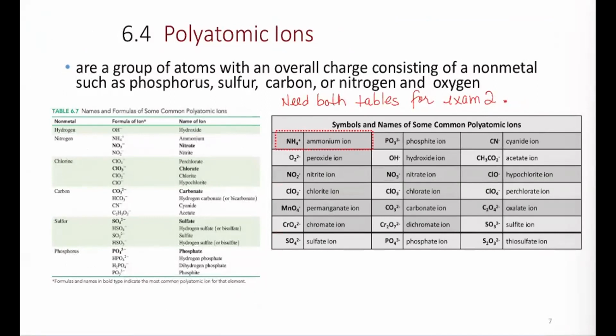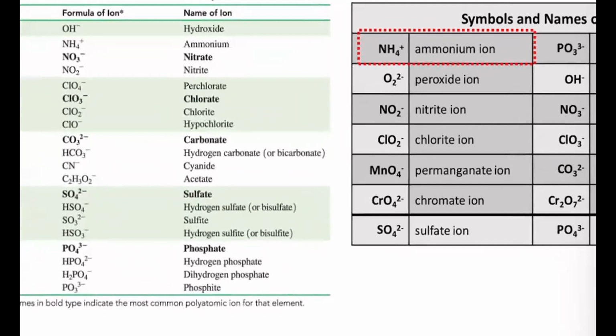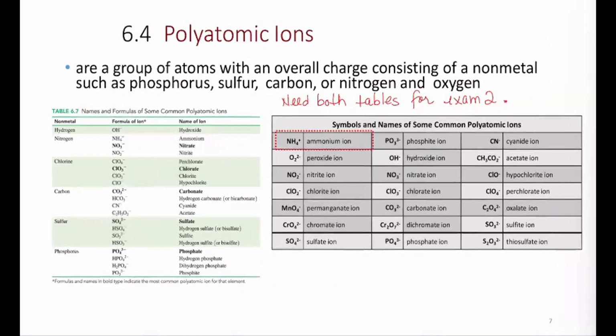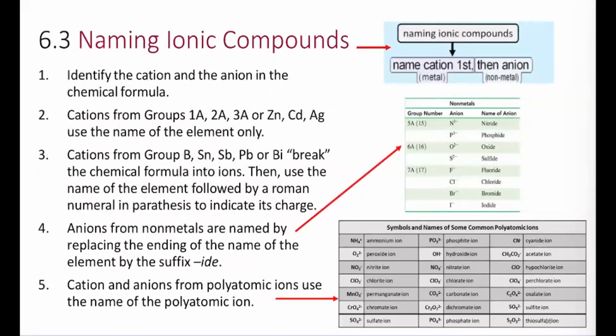Understand that these two tables have many of the same information. It's just that, for example, table 6.7 may have the bicarbonates, bisulfates, bisulfite, and dihydrogen phosphate and all of those. But there are many of them that are in common between the two tables. So you need to be familiar with all of that information, okay? So in order to do this, let's do some examples. If I'm given the chemical formula for an ionic compound, how do I come up with the name?